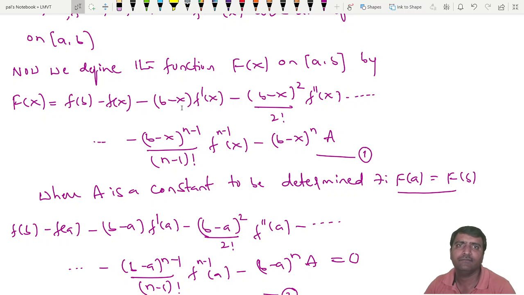Rolle's theorem. Many times we use Rolle's theorem when proving Lagrange's mean value theorem, and when proving Cauchy's mean value theorem. So it satisfies all the three conditions of Rolle's theorem. Accordingly, there must exist a value c belonging to (a, b) such that f dash of c is equal to 0. So by Rolle's theorem, we apply it to this one. So now we have that.